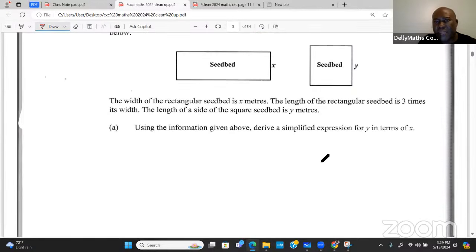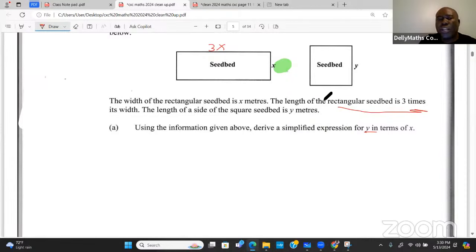So we're going to get some specific details now relating to the question. The width of the rectangular seabed is x, and we're seeing that right here. And then it says the length is 3 times the width. So I'm going to represent this as 3x. Also, we were told that the length of a side of the square is y, and that is actually there. Using the information given, derive a simplified expression for y.